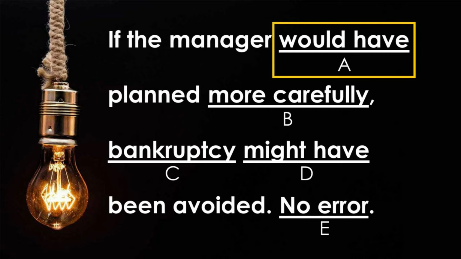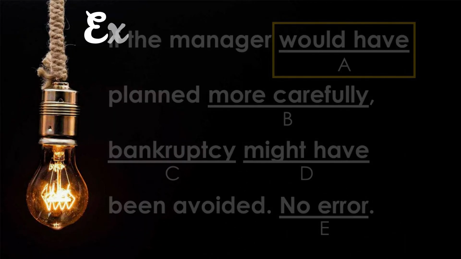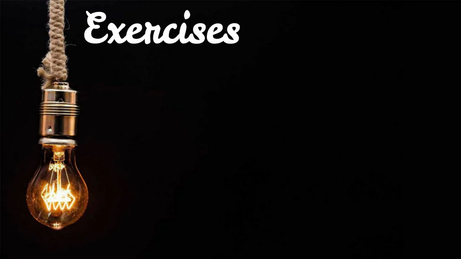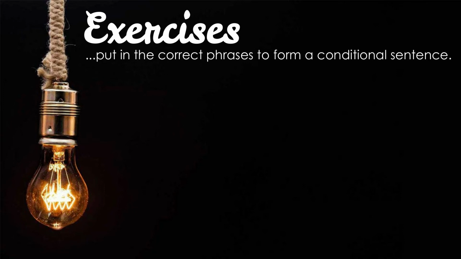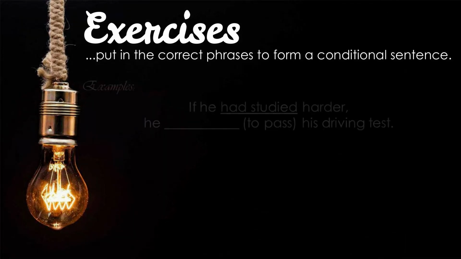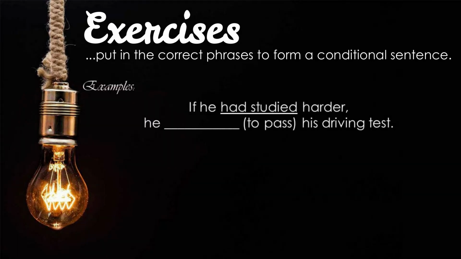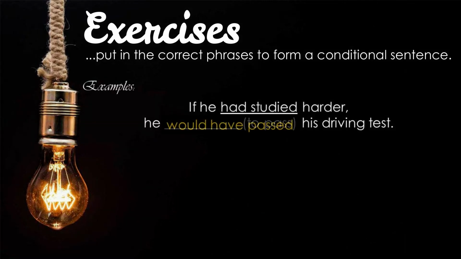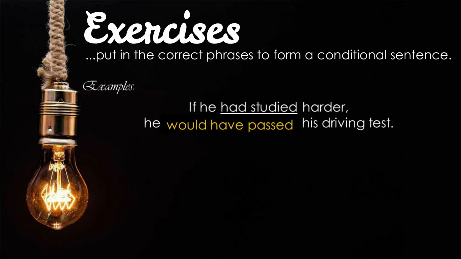Now, to deepen your understanding of if or conditional sentences, here we have exercises. All you have to do is to put in the correct phrases to form a conditional sentence. Please be mindful also of our underlined verbs. Here is an example. If he had studied harder, he blank to pass his driving test. The correct answer for this is, if he had studied harder, he would have passed his driving test.